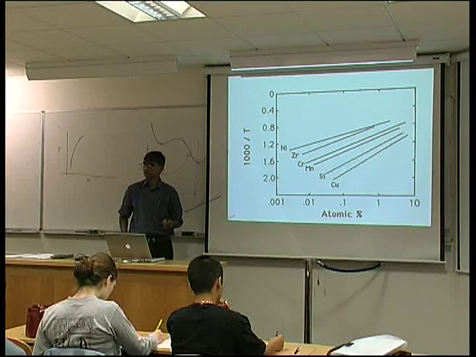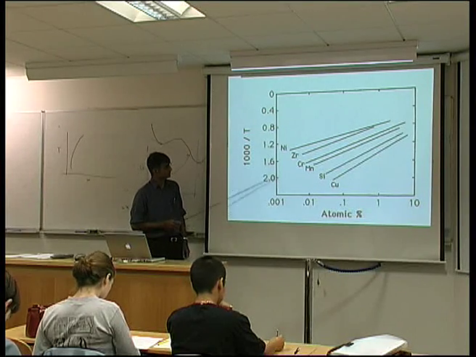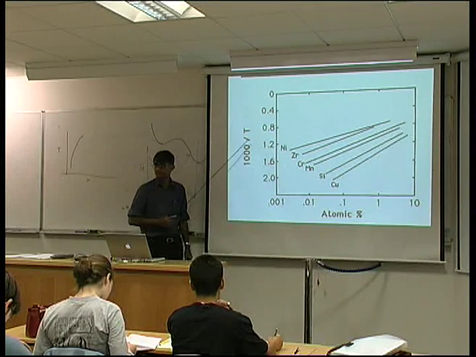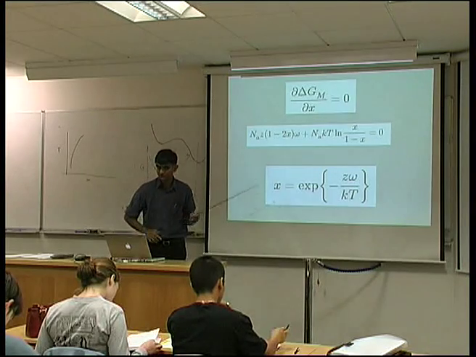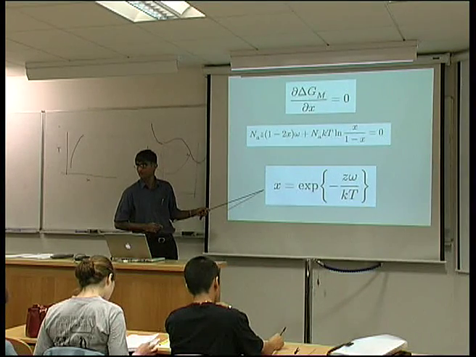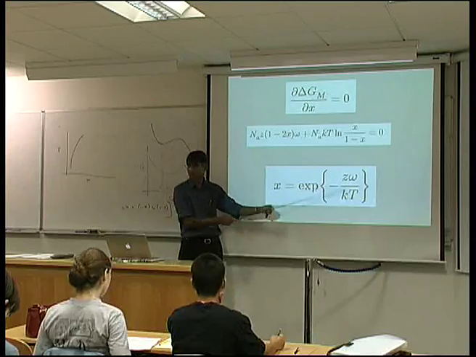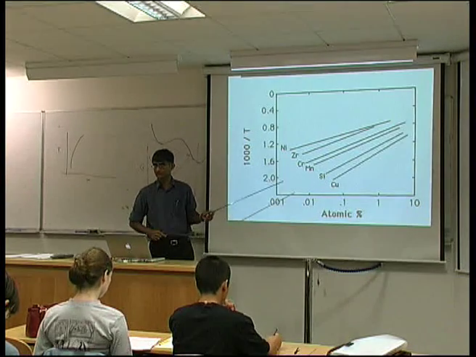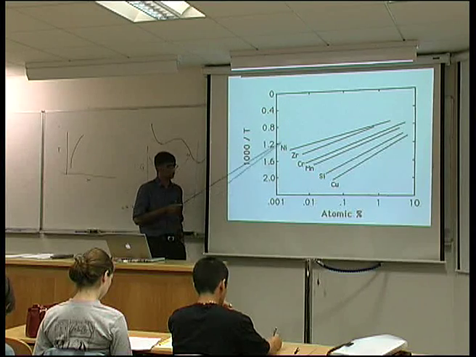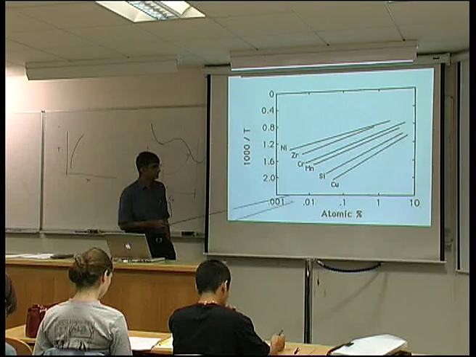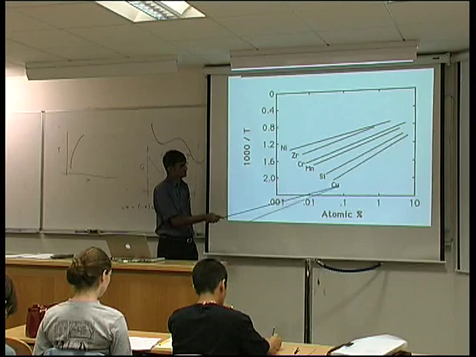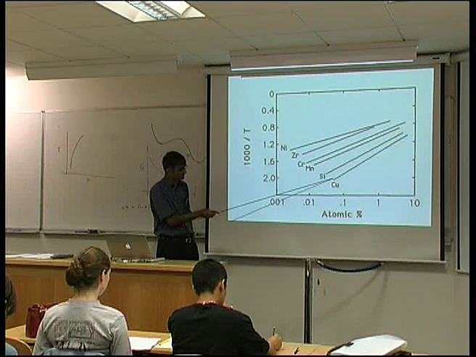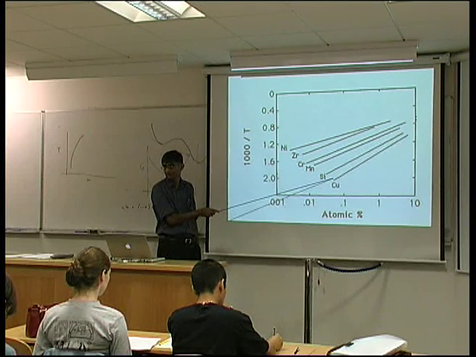So here, for example, this is a plot against logarithm and 1 upon T. So if I go back to this equation and I take the logarithm over here and plot against 1 upon T, then I should get a straight line. And that is indeed what you get for a whole variety of solutes that you can add to aluminium. And copper here has a small value of omega, and therefore it has the largest solubility in aluminium.